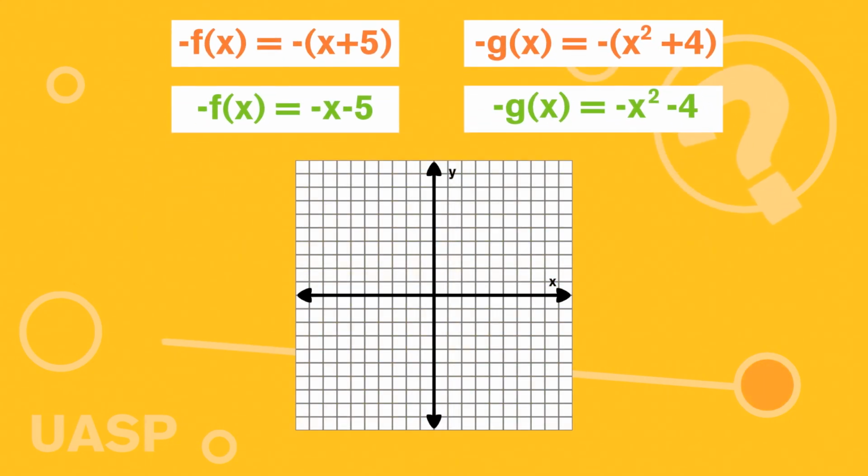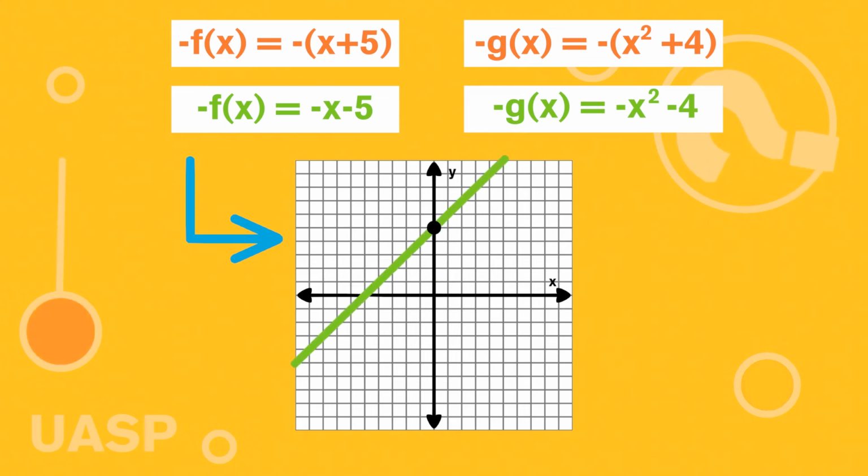So we'll start with f of x over here first. So we have 1, 2, 3, 4, 5. And then we have negative x minus 5. So from there, we'll go down 5 in the negative direction. And then remember, because we have that negative x, that means our slope is going to be opposite of that of the regular function.